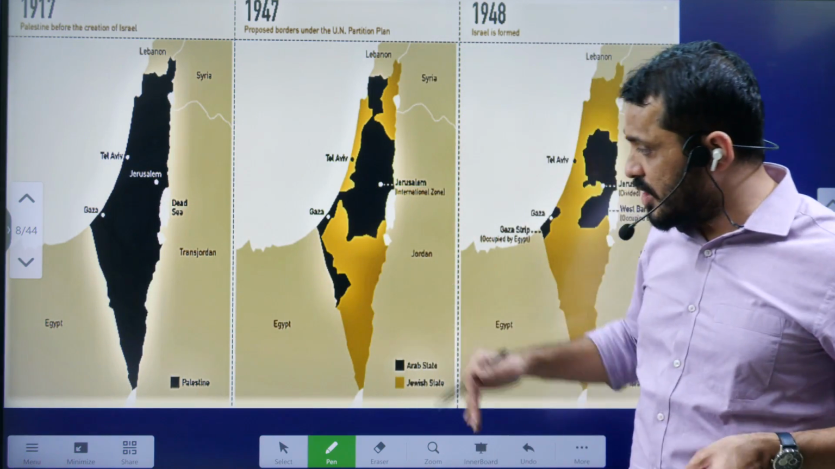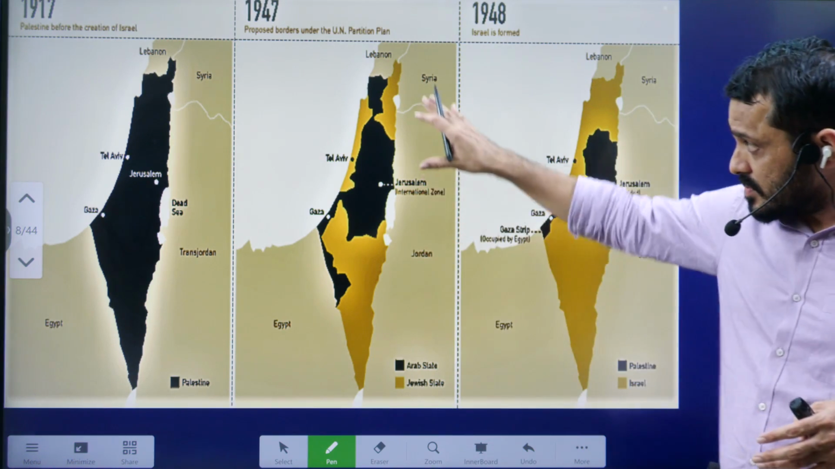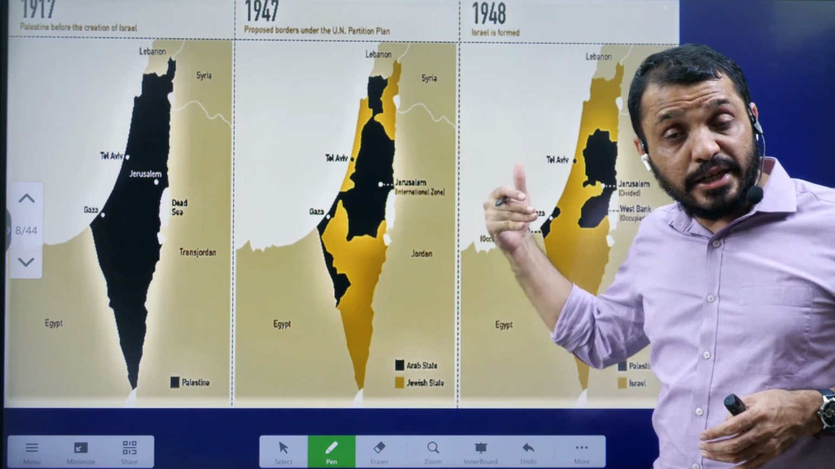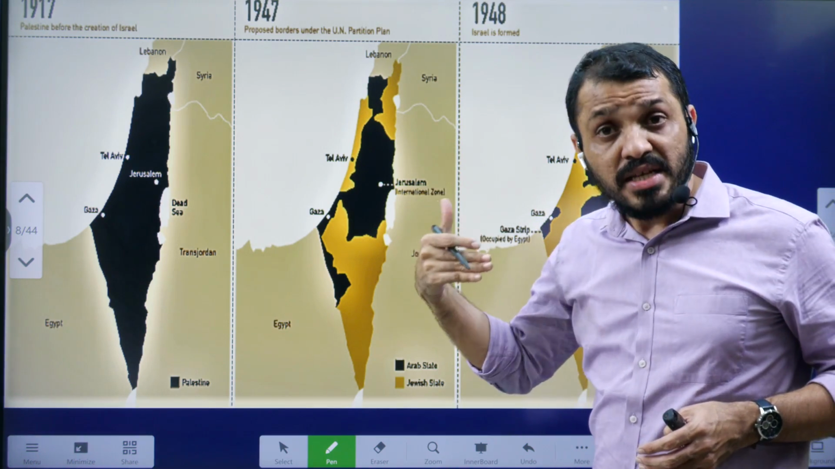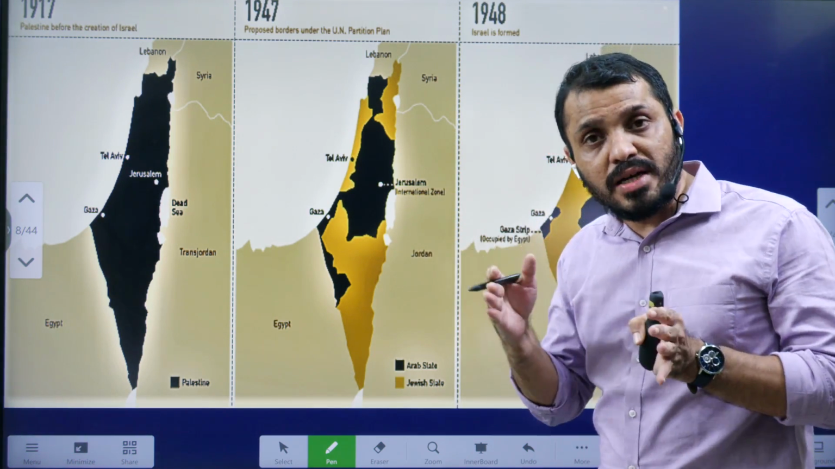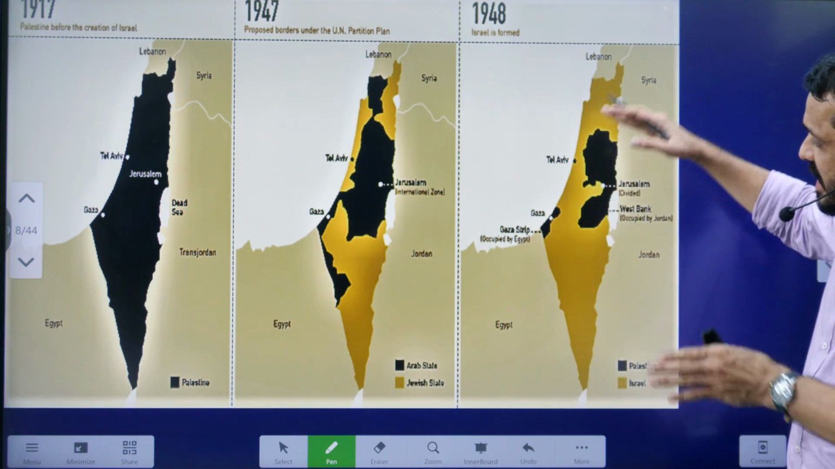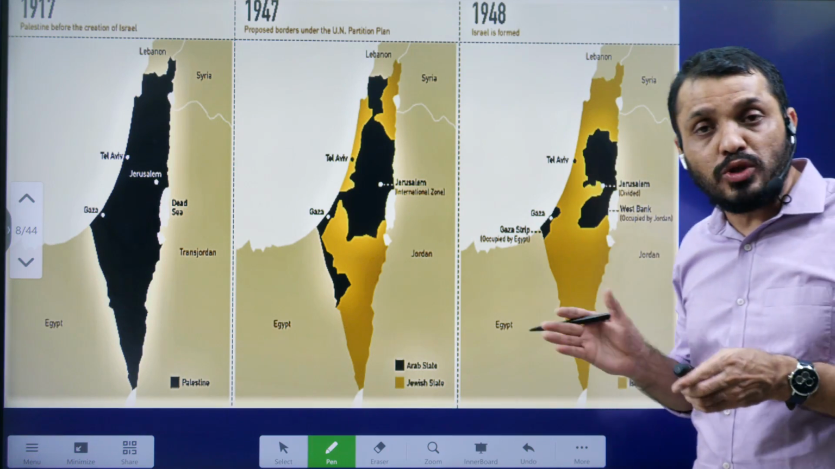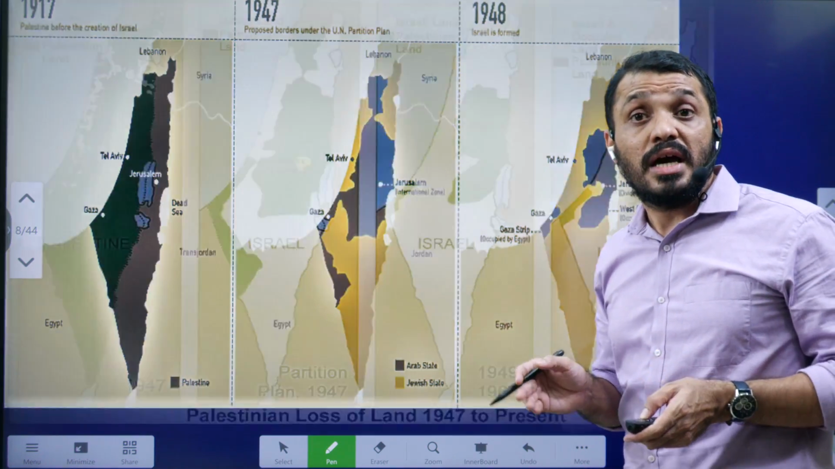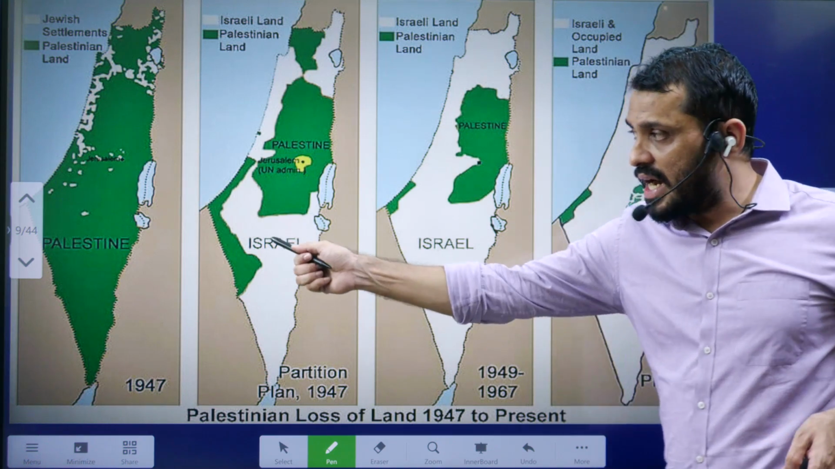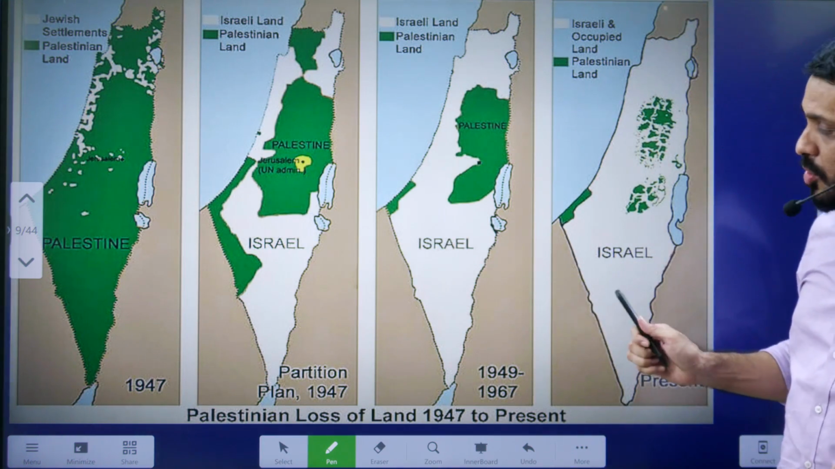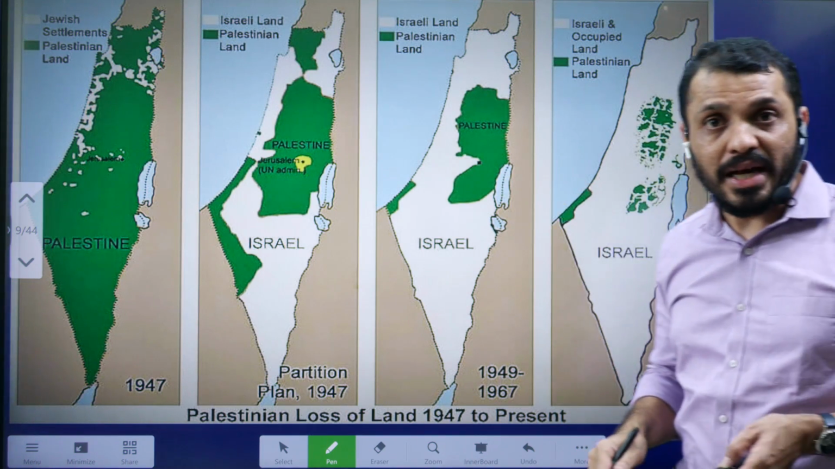In 1947, UNO divided this area into two countries, Palestine and Israel. Later, the 1948-49 war, then the Six-Day War. After these wars, Israel's occupation increased, and Palestine kept shrinking and became confined to only two regions, the Gaza region as well as the West Bank region. And this is how, over a period of time, the Palestine map changed. How Palestine got shrunk away.